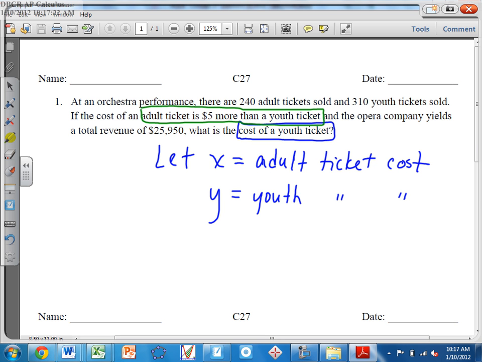adult ticket, what does adult ticket represent by? What variable? X. So an adult ticket is, what does is mean? Equals. Again, I'm breaking it down. Here, this is X. Is means equals. Five more than.